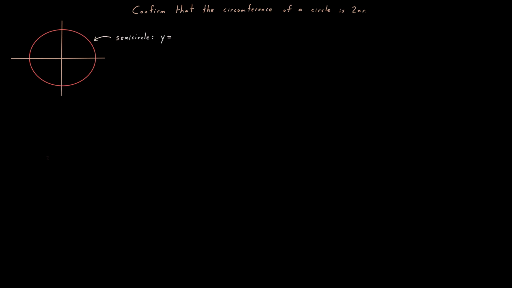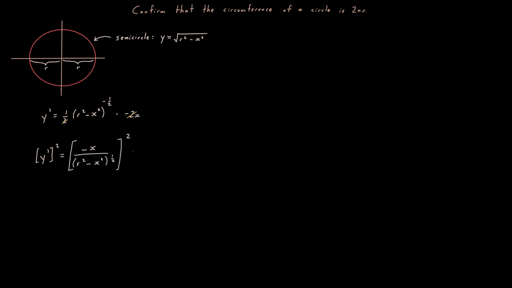Now let's confirm, using this formula, that the circumference of a circle is 2 pi r. Again, this is not really a proof, because the most common definition of pi is the ratio of the circumference to the diameter. And if that's the definition of pi, then of course the circumference is going to be 2 pi r. But let's just confirm that this equation is in keeping with what we already know.